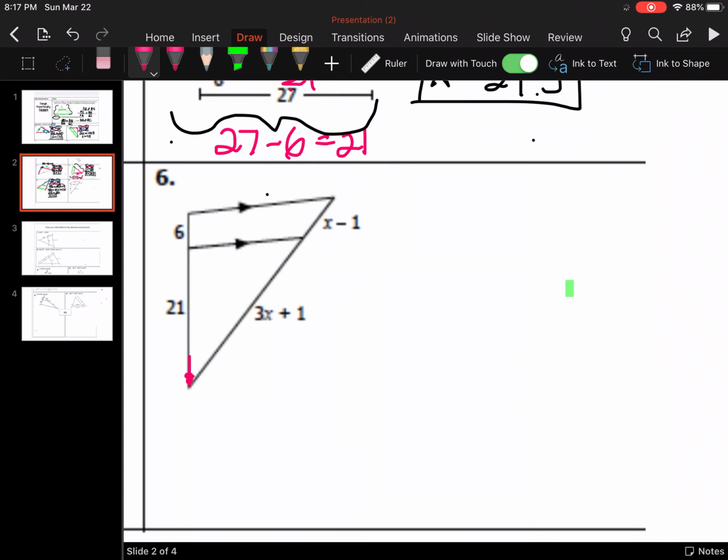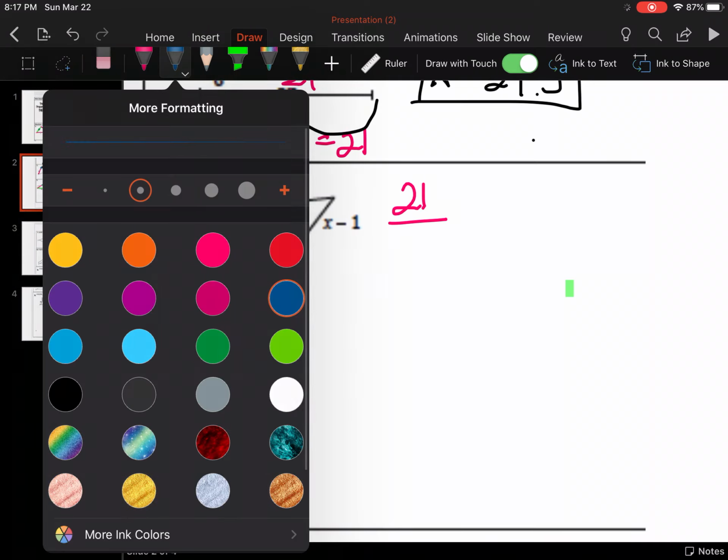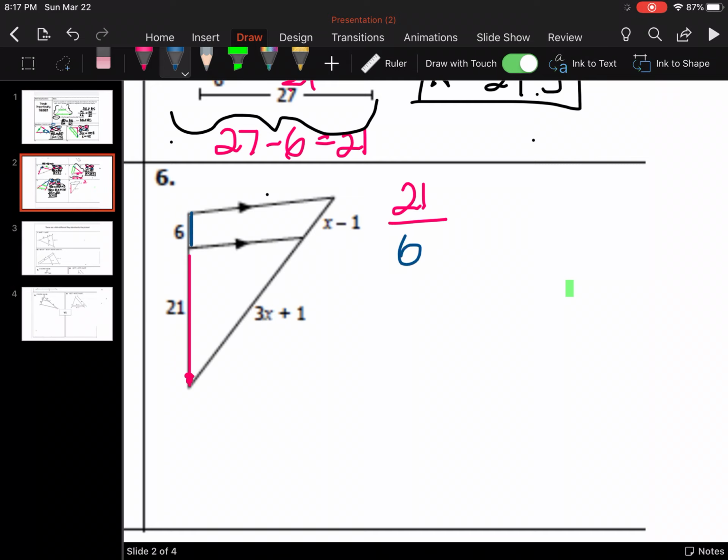Start at the tip. Top left, 21, over bottom left, 6. Equals, go back to the tip. Top right, 3x plus 1, over the bottom, x minus 1. And now we cross multiply.